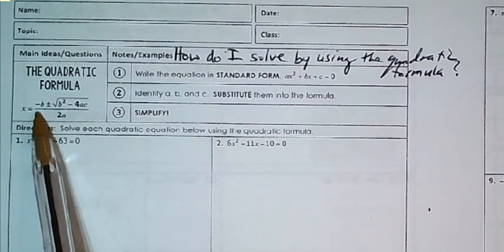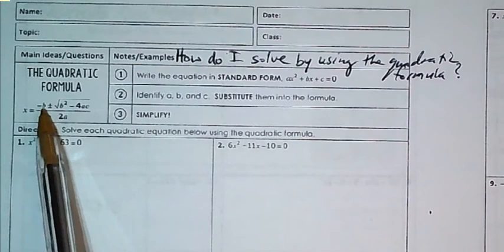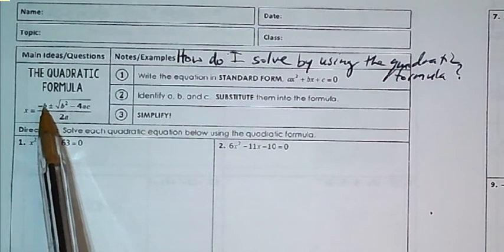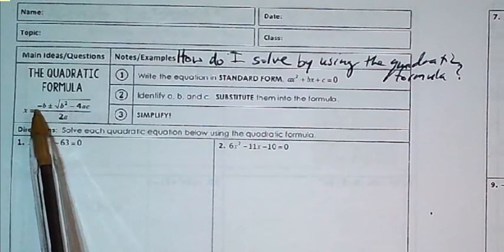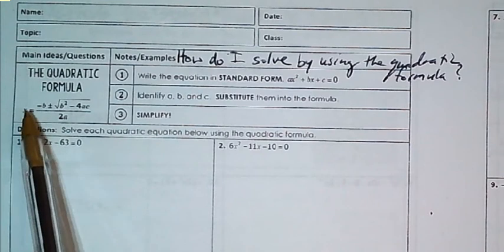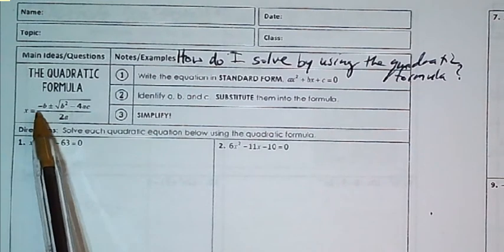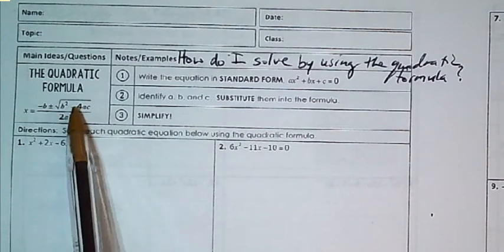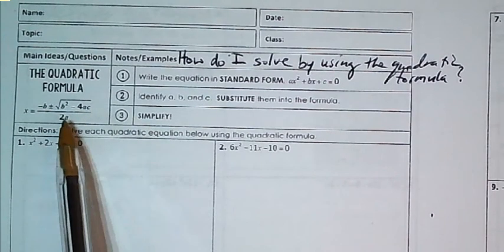X equals the opposite of B. Now, we say the opposite of because B could be negative. So when I have a negative in front of the B, it's like saying the opposite of whatever B is. So the opposite of B plus minus the square root of B squared minus 4AC all over 2A.